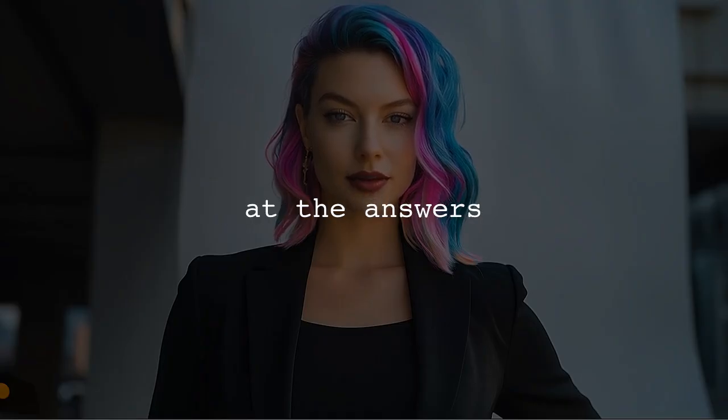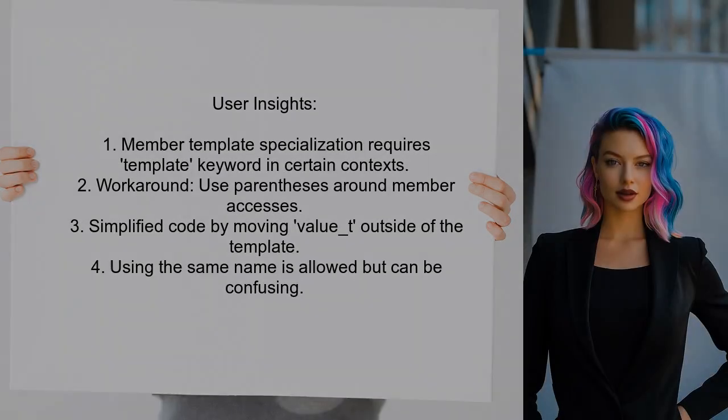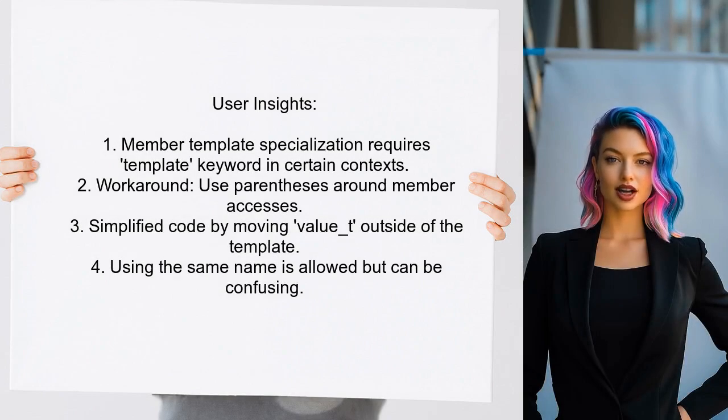Now let's look at the answers provided by other users. The user points out that the behavior observed in the code might not be correct according to the C++ standard. They explain that when using member template specializations, the keyword template is required in certain contexts to avoid confusion with non-template names. They suggest a workaround by using parentheses around the member accesses to clarify the intent.